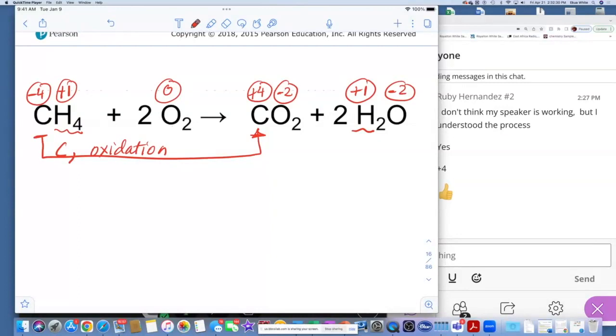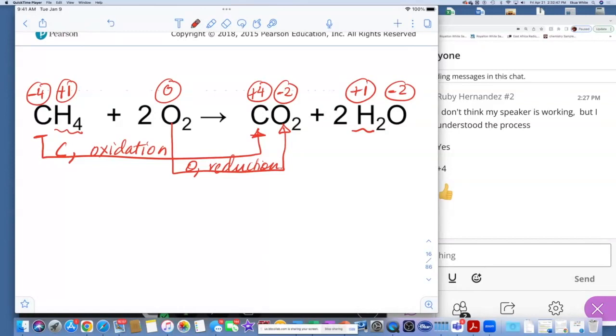Okay, what about oxygen here? Oxygen goes from 0 to -2. So if you look at this, the oxidation number is decreasing in oxygen, decreasing, aka reducing. So oxygen is undergoing reduction.